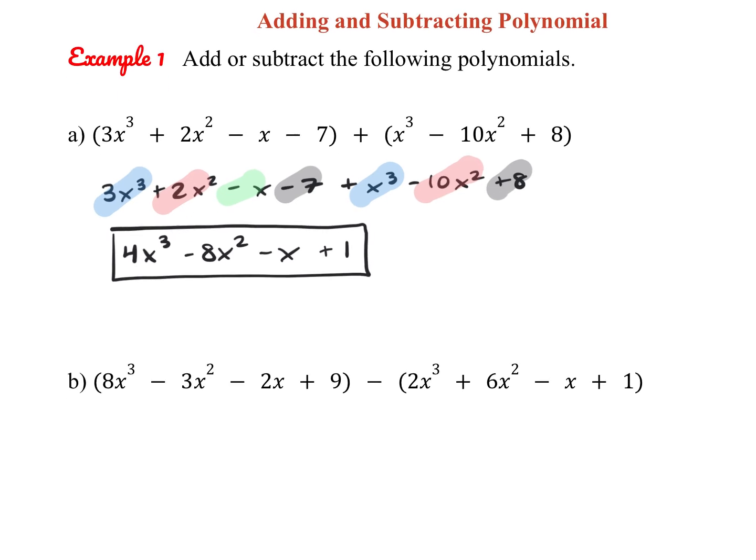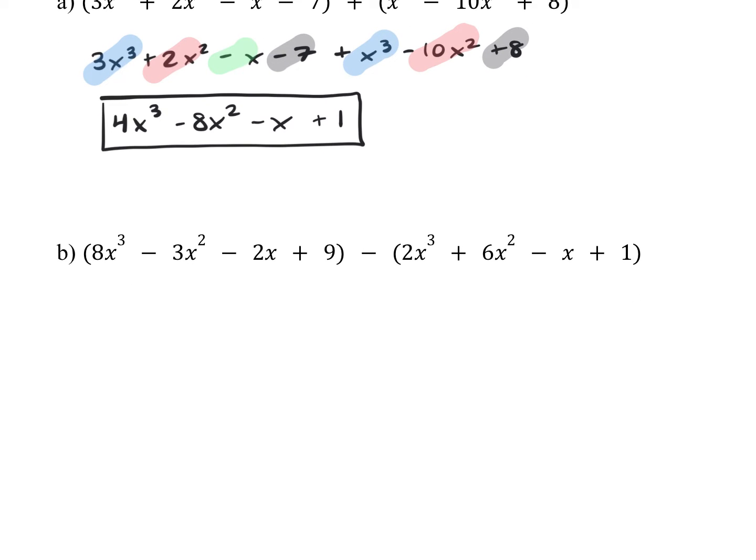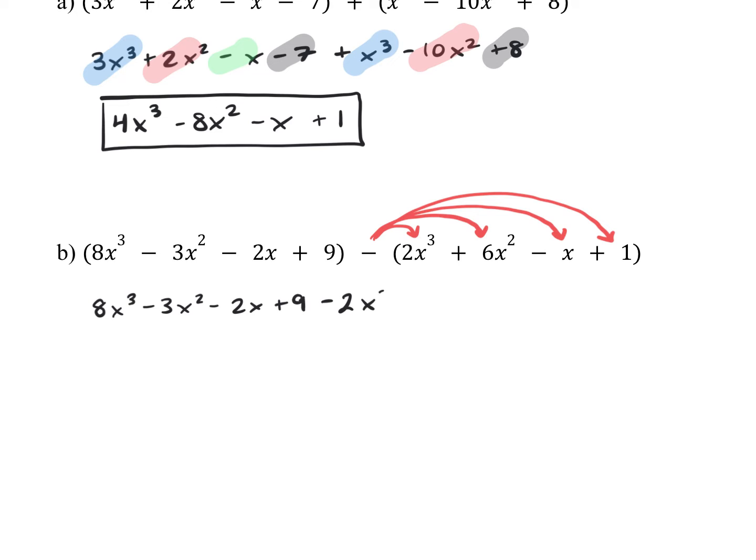So that's it. It's literally just combining like terms. Now, when you're subtracting polynomials like you see in part B, we need to make sure that we're subtracting every single term in the second polynomial, which means we do need to distribute this negative to all four terms of my polynomial. And I do like to rewrite the full expression with the distributed negative. So negative 2x cubed minus 6x squared plus x minus 1. And now it's just combining like terms.